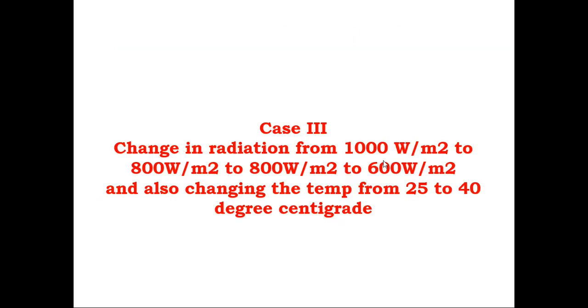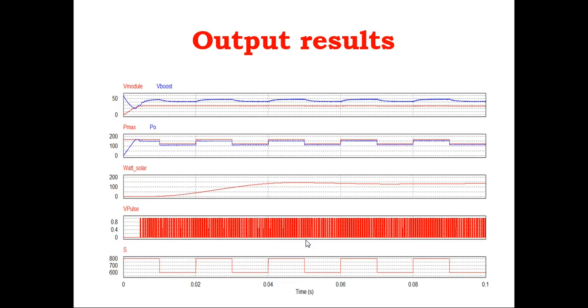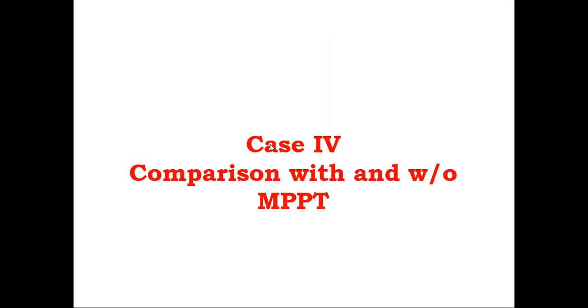In case 3, we are keeping the same thing, but now we'll change the temperature from 25 to 40 degrees. So again, there is a slight decrement in the efficiency and a slight decrement in the boosting voltage. This entire thing is done at the 15 ohm resistance.